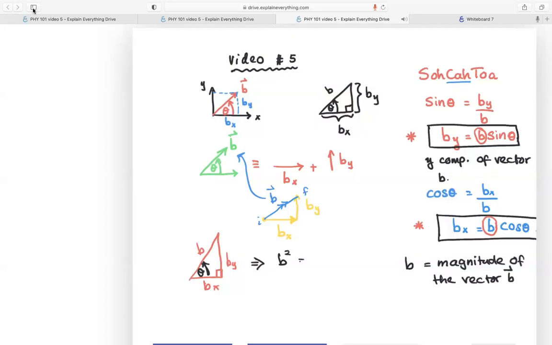me b squared equals bx squared plus by squared. Now to find b, you take the square root on both sides, and this is what we get. So this is the equation that you need to find the magnitude of vector b. Okay, that also you have to have a star right next to it.